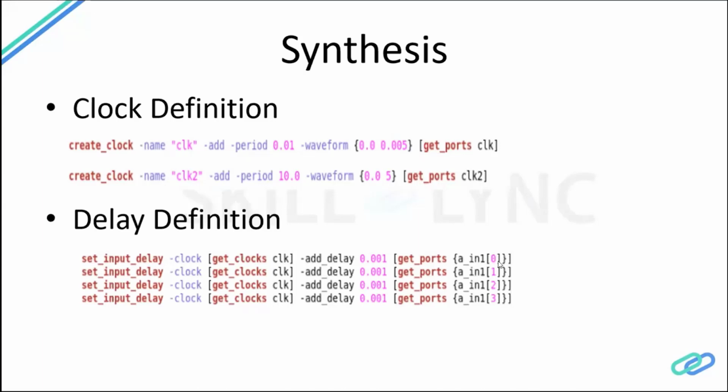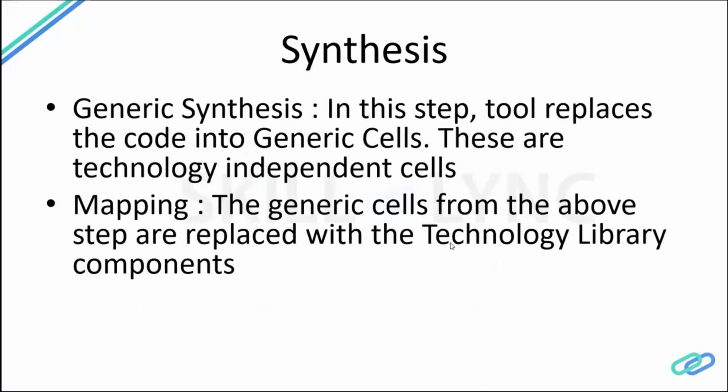Now we'll look at what the steps in synthesis are, and what each step actually does. As I said in the beginning, we have three stages: one is generic, then mapping, then incremental optimization. So what happens in generic synthesis?